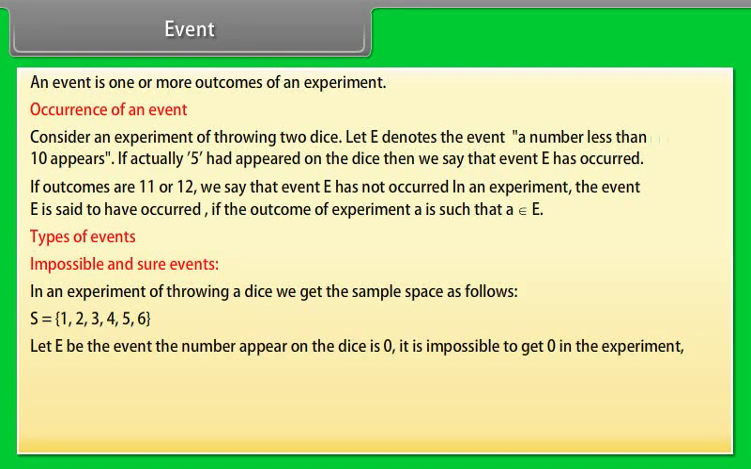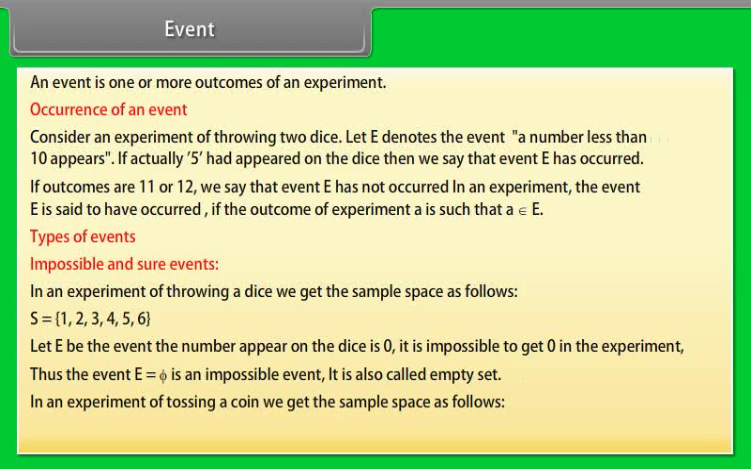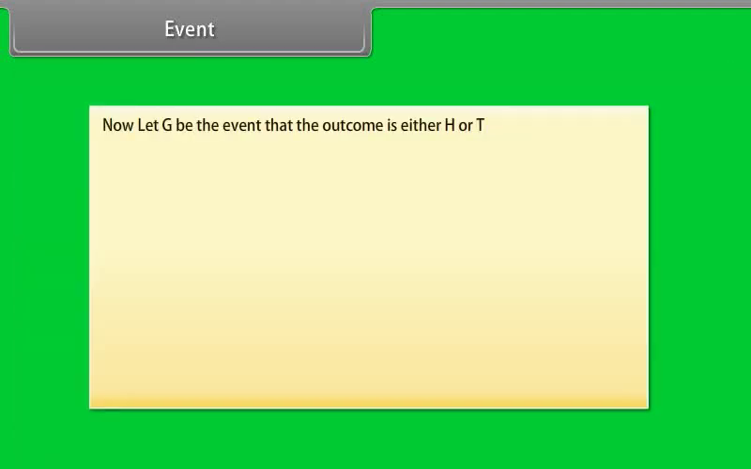Let E be the event the number appearing on the dice is 0. It is impossible to get 0 in the experiment. Thus, the event E is equal to phi, an impossible event. It is also called empty set. In an experiment of tossing a coin, we get the sample space S is equal to {H, T}. Now let G be the event that the outcome is either H or T. Thus the event G is equal to {H, T}, a sure event.